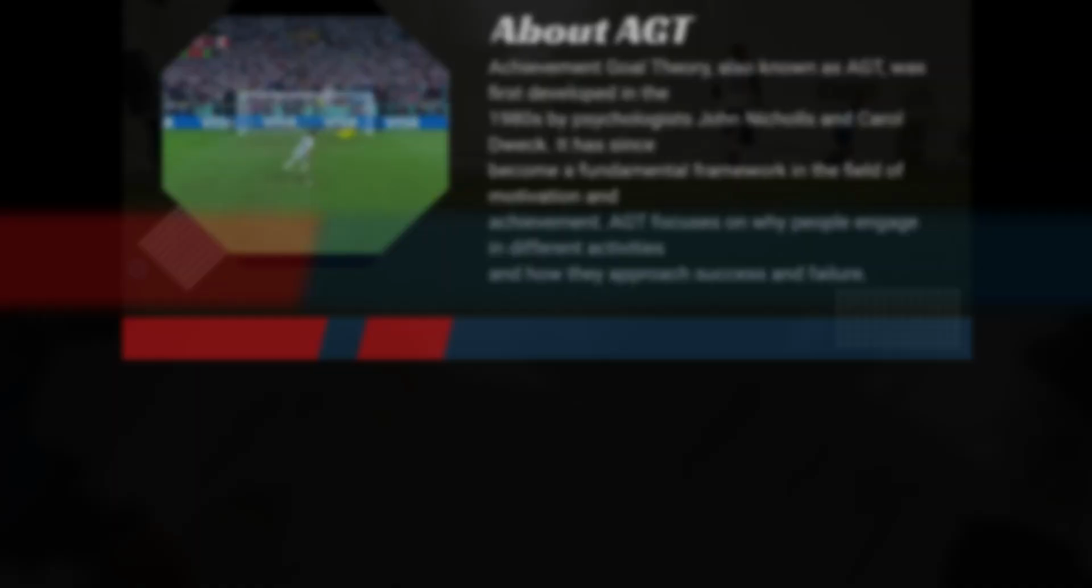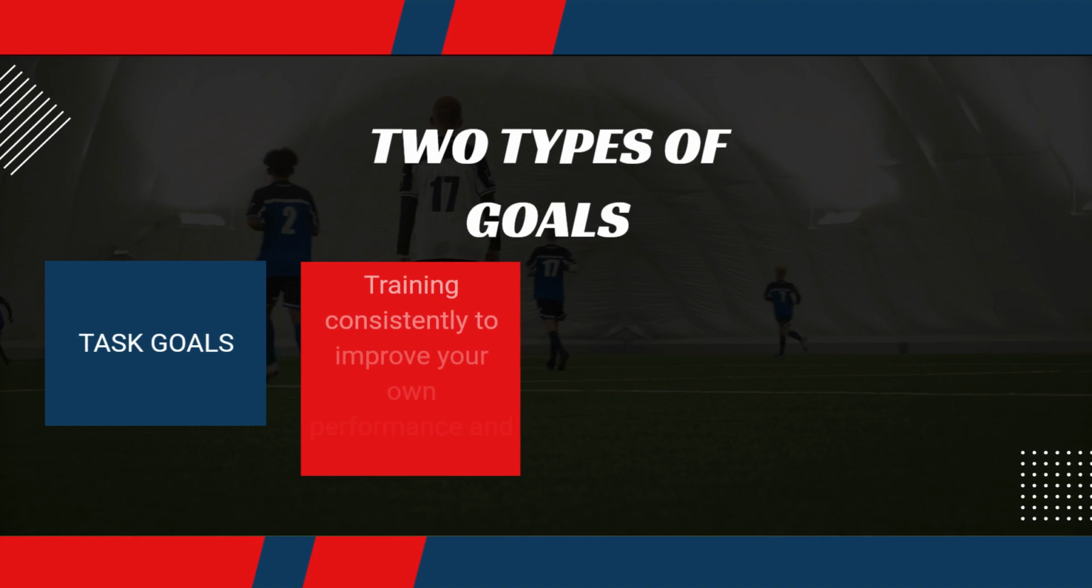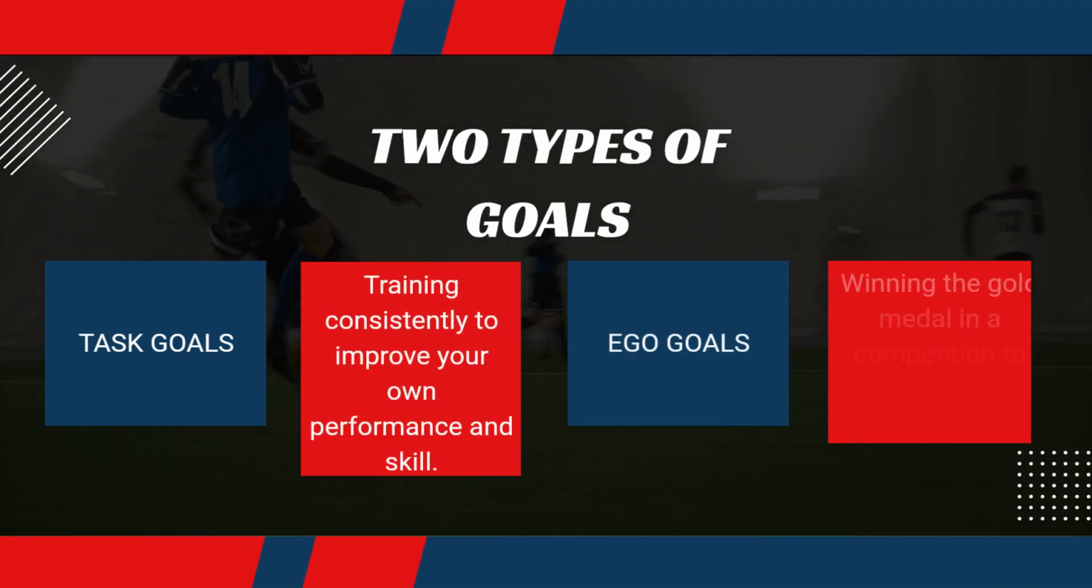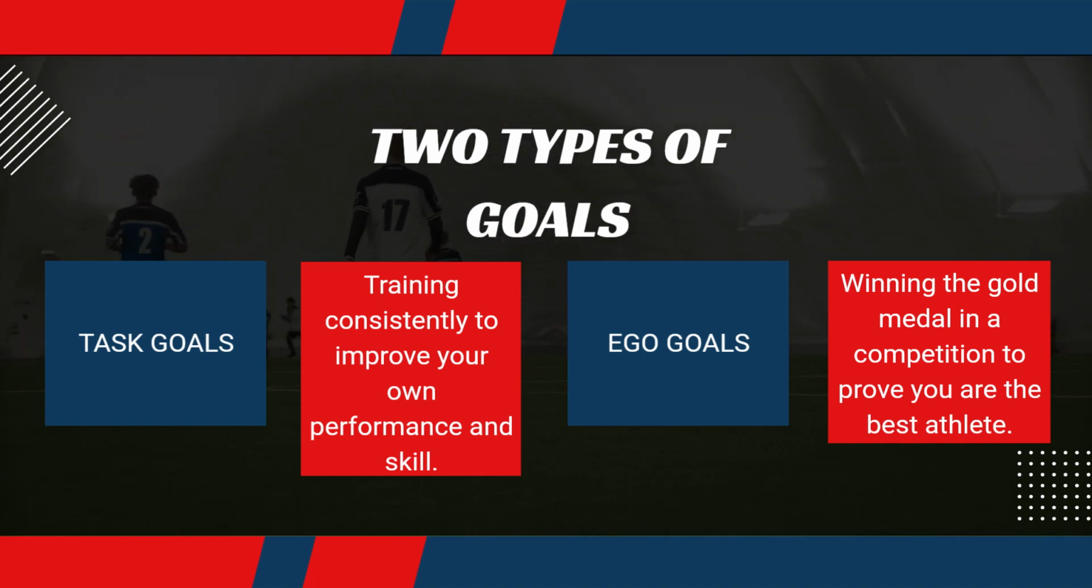So there's really two types of goals, right? And this is the heart of achievement goal theory. This lies in the distinction between these two types of goals. One is mastery, and these are task goals, and then performance goals, which are ego-oriented.